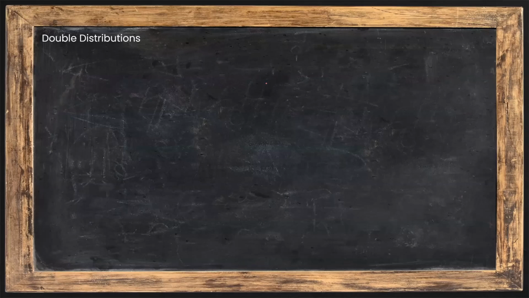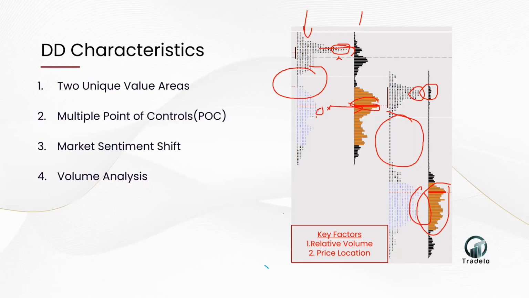I should have a look in terms of the next slide here. Okay, so what I'm going to explain to you in essence is the factors we are looking at in terms of double distributions, and I'm going to show you how the strategy works.